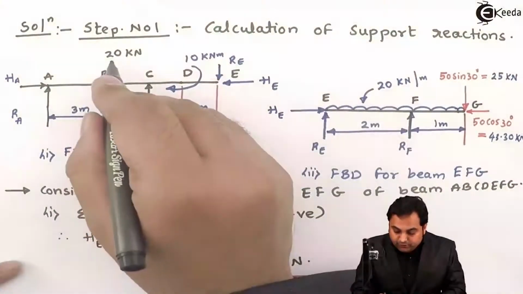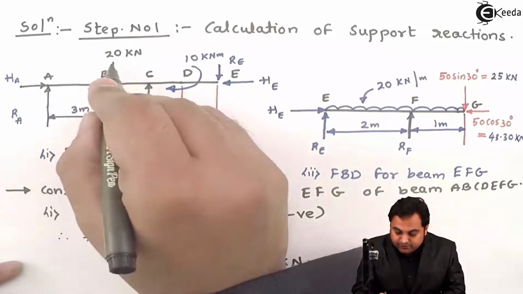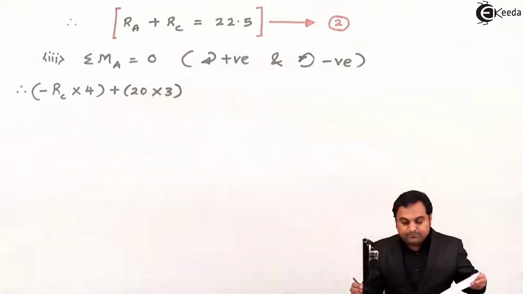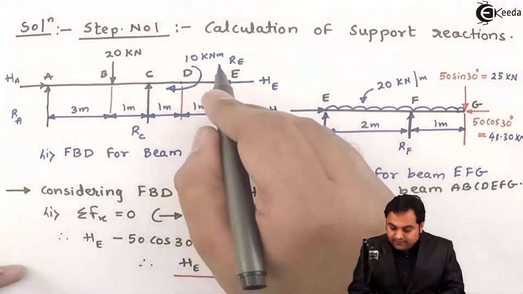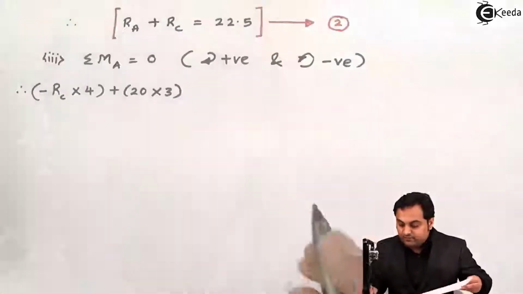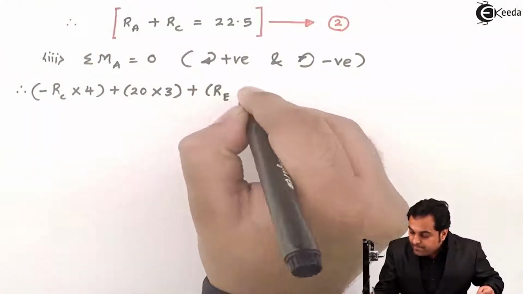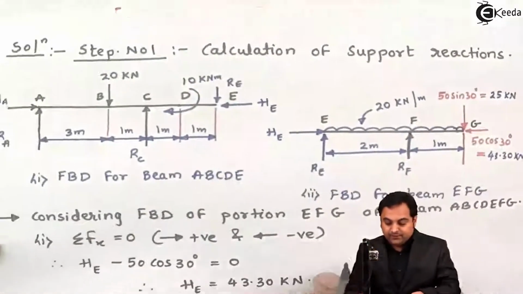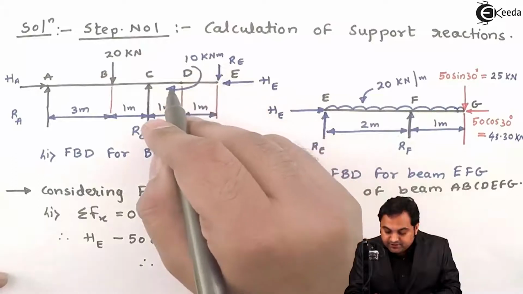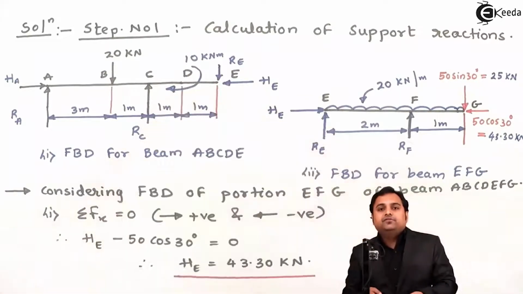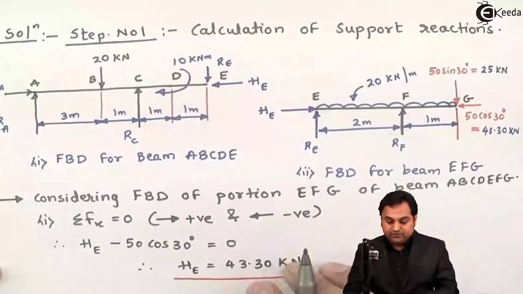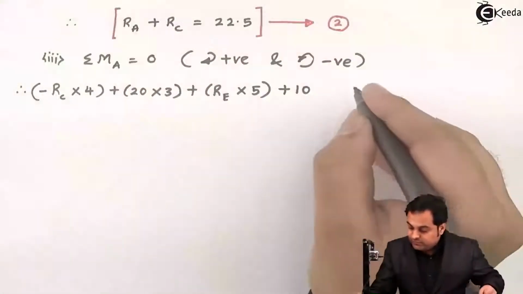Then 20 kilonewton will produce clockwise moment at point A, so plus 20 into 3. Then Re will also produce clockwise moment, so plus Re into this total distance is 5. Next, also there is couple present at point D which is 10 kilonewton meter, and as it is clockwise, it will directly be considered positive. So I'll write the value plus 10. Apart from this, no other forces are acting, so this will be equal to 0.